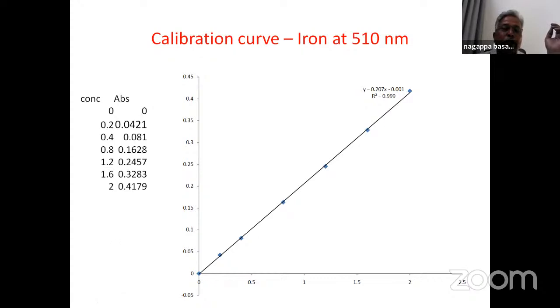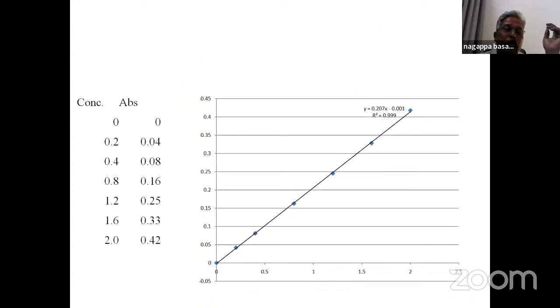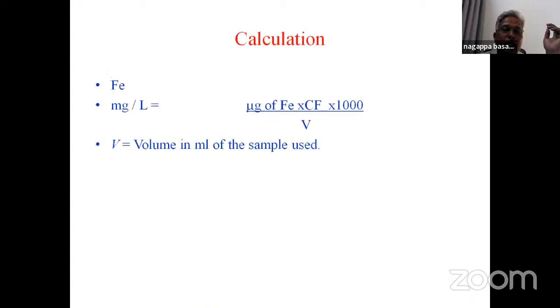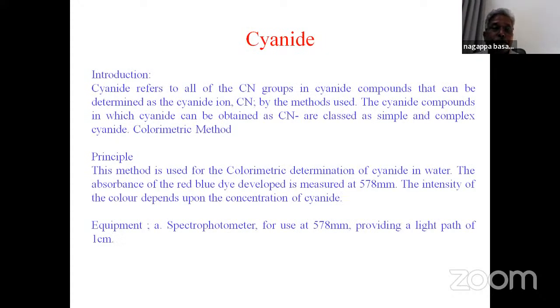For an unknown sample, measure the intensity of the color. Calculate the iron content: micrograms of iron times calibration factor times 1000 divided by ml of sample taken for color development. This is the iron calculation. Please refer to this equation and use it for the calculation of iron content in the water sample.